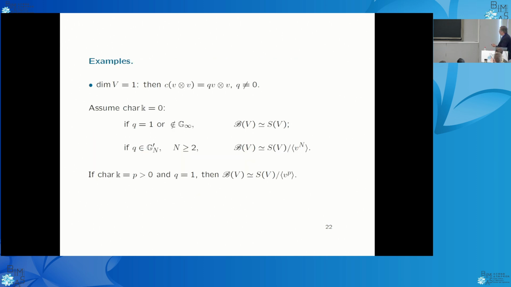If the dimension of V is 1, then there is only one possible braided vector space, which is given by C being multiplication by q, different from 0. If the characteristic is 0, if q is 1 or is not a root of unity, then there are no relations, so the Nichols algebra is the symmetric algebra. And if q is a root of unity of order n, then B of V is the truncation of the symmetric algebra at the power n. And for instance, if the characteristic is bigger than 0 and q is 1, then you get the truncation of V to the characteristic.